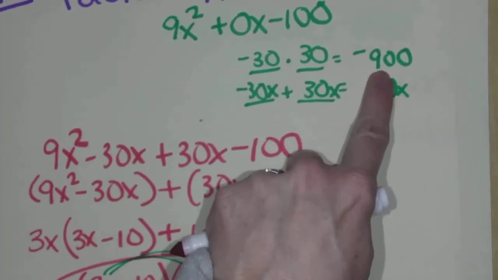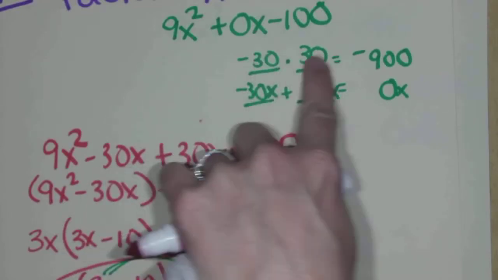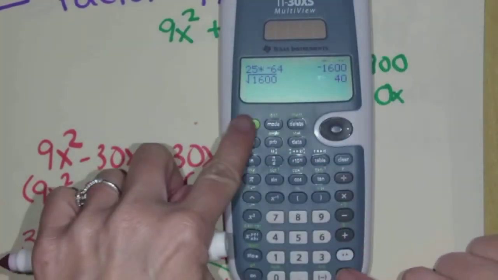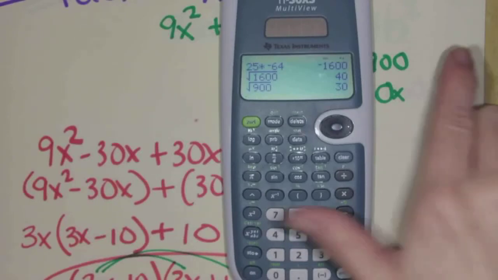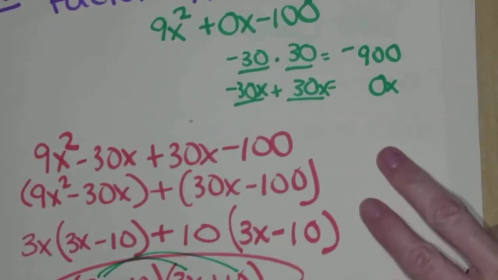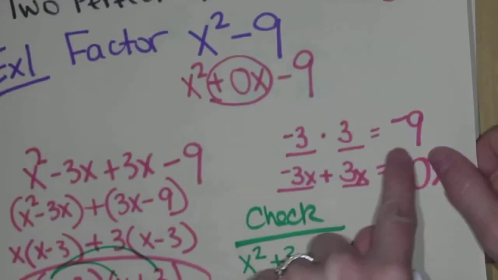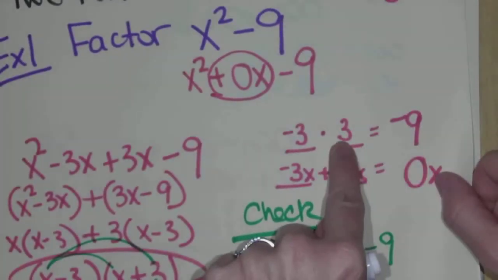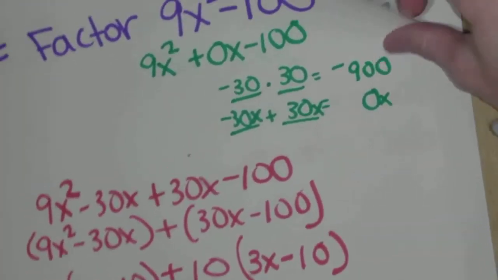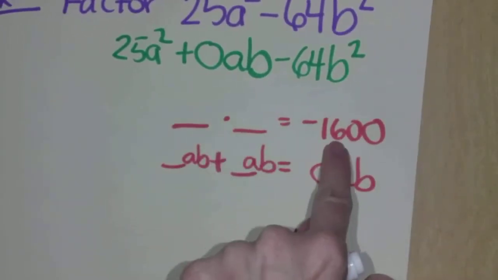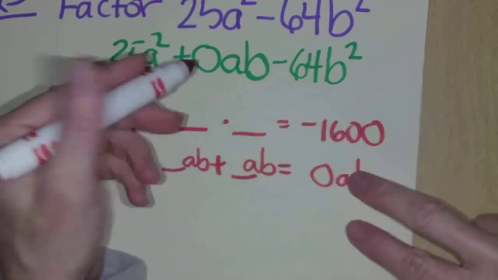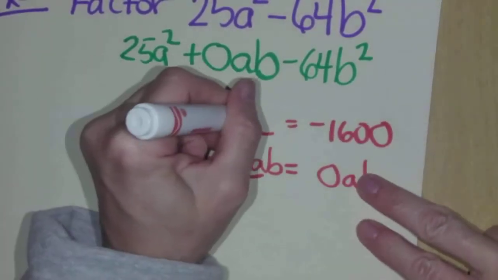Even back here, you know, with the 900, I just knew that 30 times 30 made 900, but if you take the square root of 900, guess what you get? 30. And even look at this one. What's the square root of 9? 3. So I know that two numbers that multiply to give me negative 1600 will be negative 40 and 40.